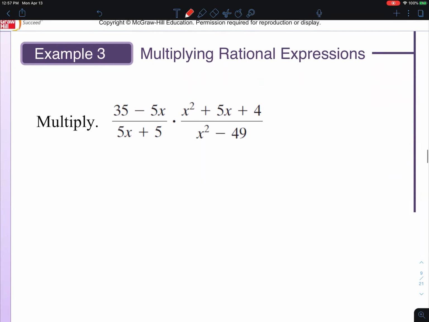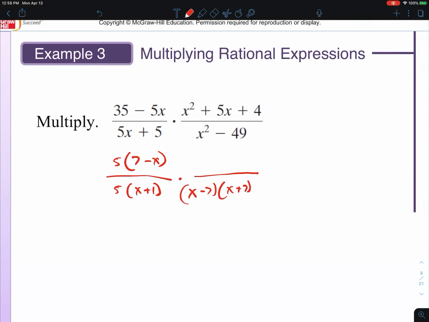The next example, again, I have to factor everything out. So I'm going to do it this way. Here I can take out a 5, so it's going to be 7 minus x. Take out a 5 here, so it's going to be x plus 1. And then, of course, my denominator on the right side is also a difference of squares, so it's going to be x minus 7, x plus 7. And then my numerator on the right side, if you were to factor those out, is going to be x plus 1, x plus 4.